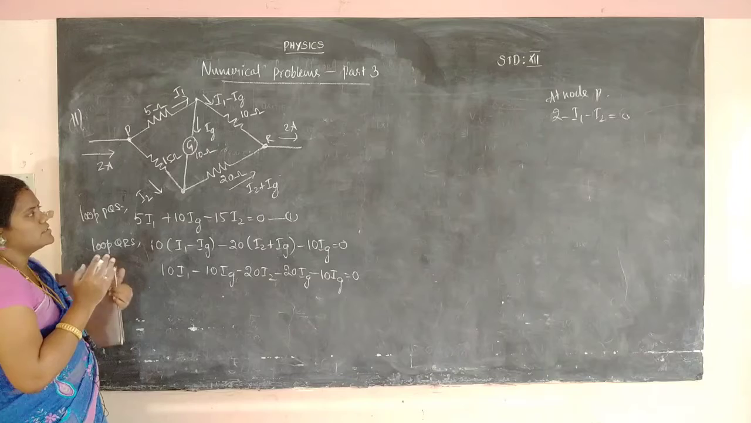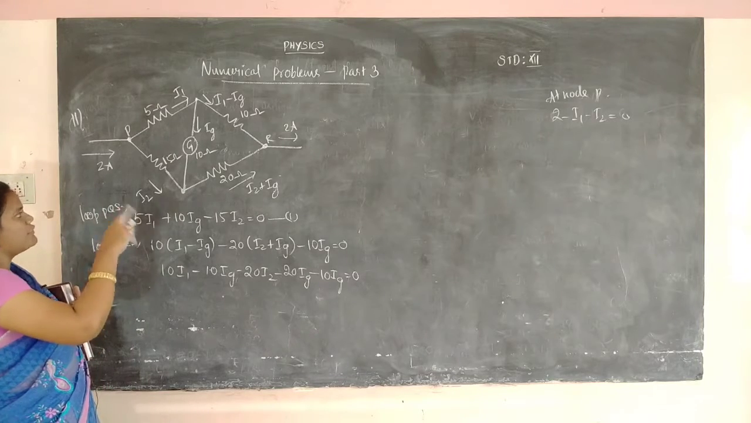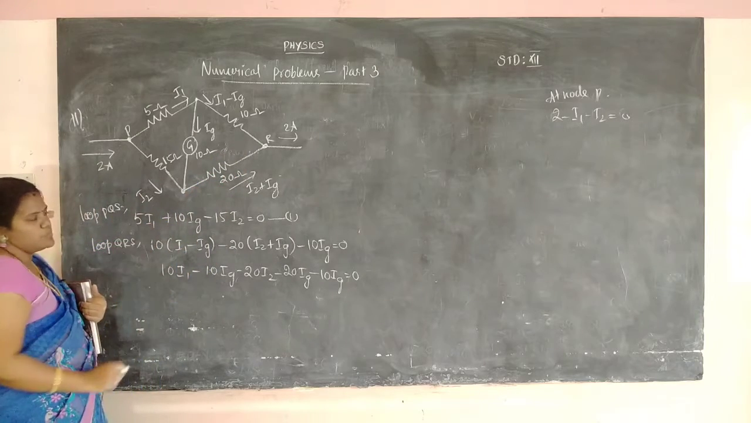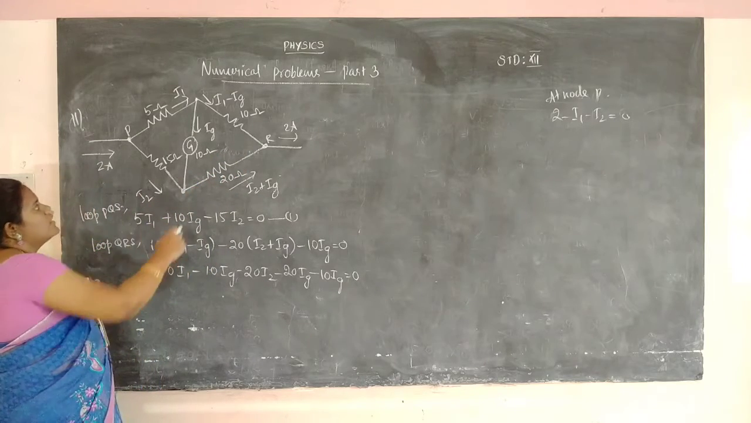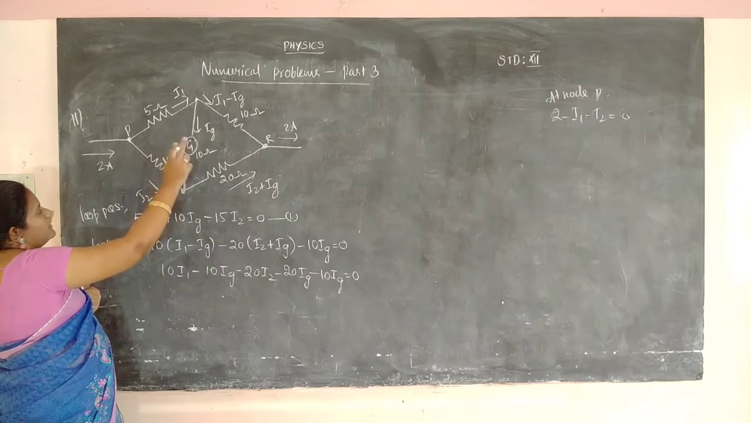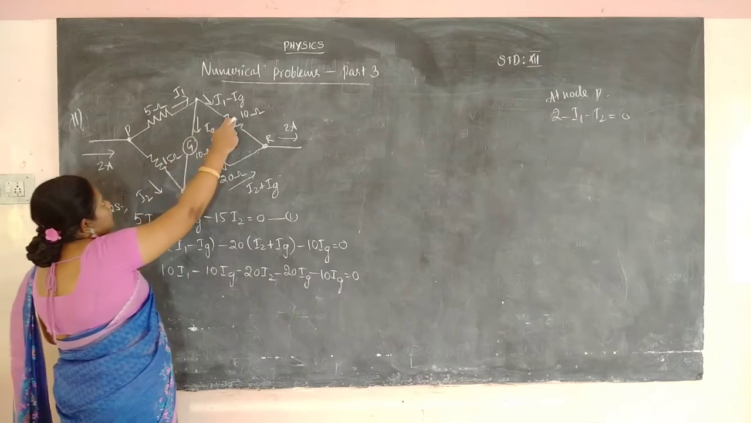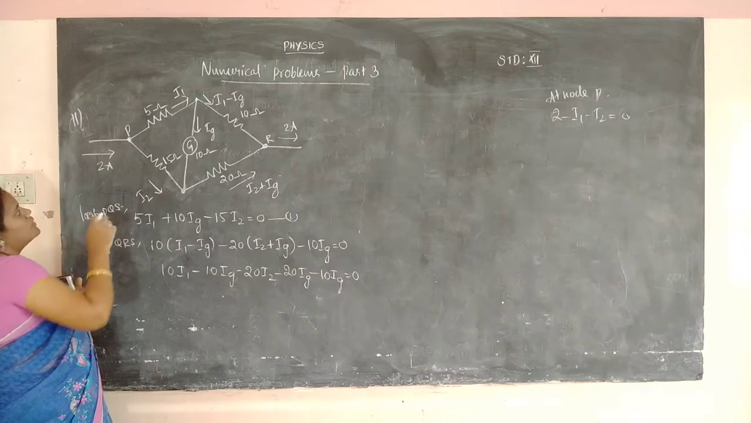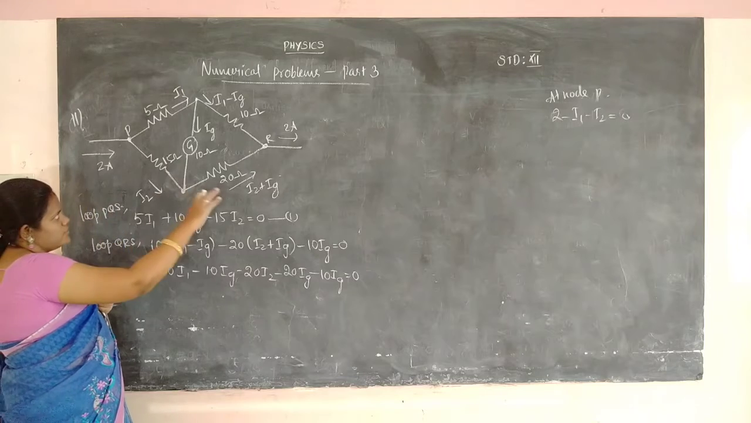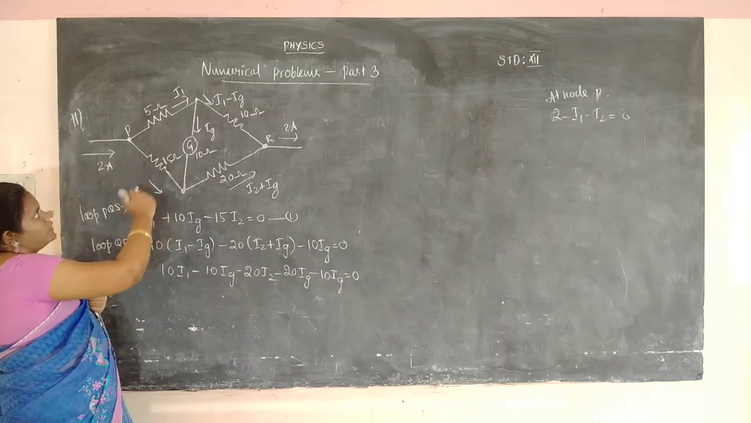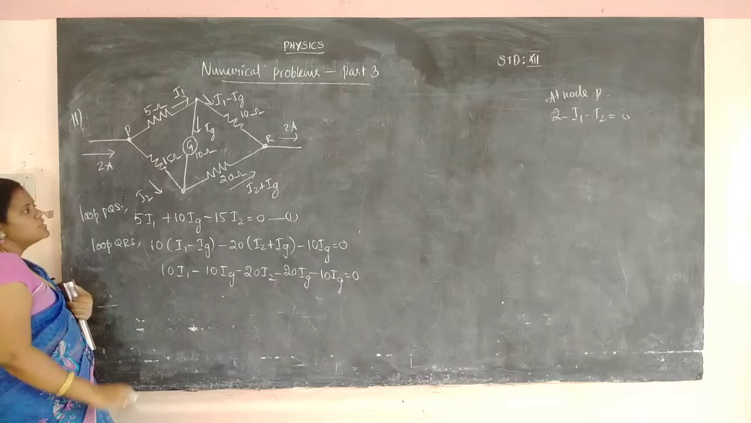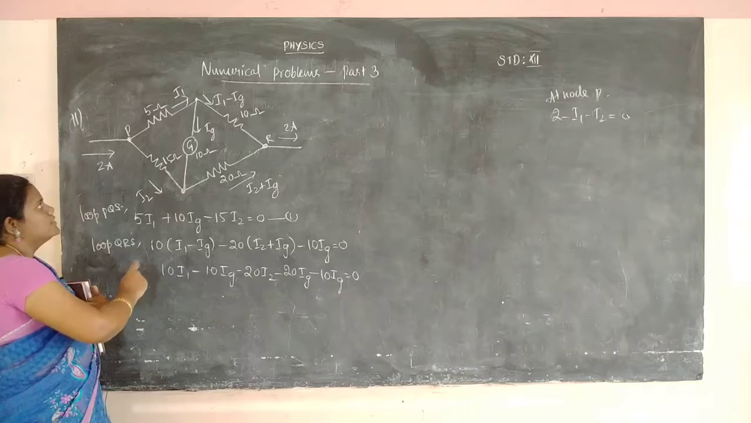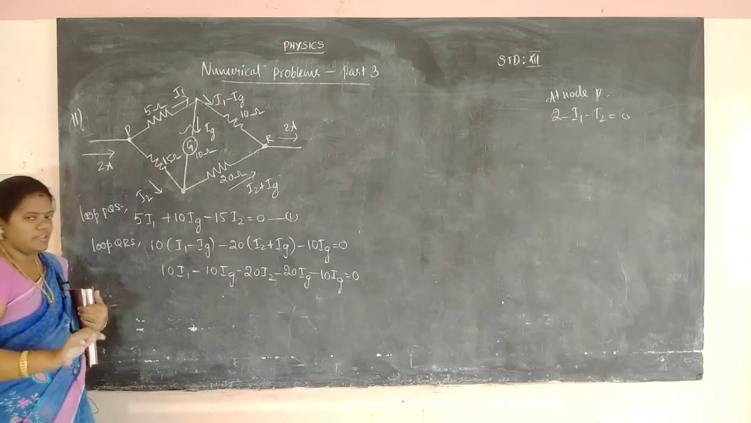In our book there is one circuit. The circuit has 4 resistances: 5 ohm, 10 ohm, 20 ohm and 15 ohm, and a galvanometer. The current flows as I1, I1 minus IG, and I2 plus IG. 2 ampere current flows in the circuit, and it is divided into I1, I2, I1 minus IG. In this problem we want to calculate the current flowing in the galvanometer.